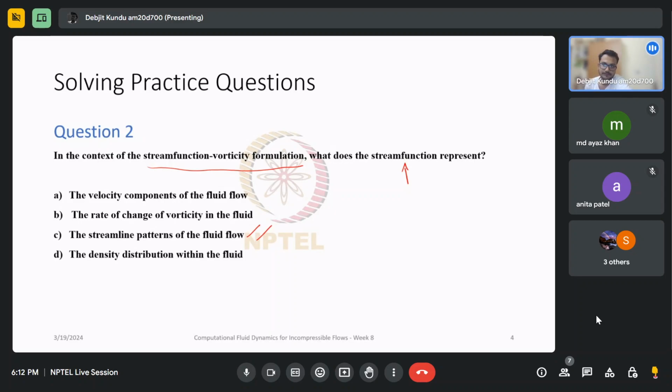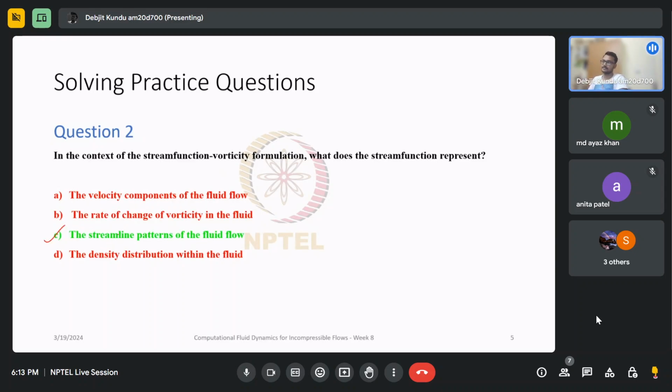We have a couple of responses telling us that it should be the streamline patterns of the fluid flow. It's a simple one, so let's have a look at the solution. It is indeed option C, the streamline patterns of the fluid flow.